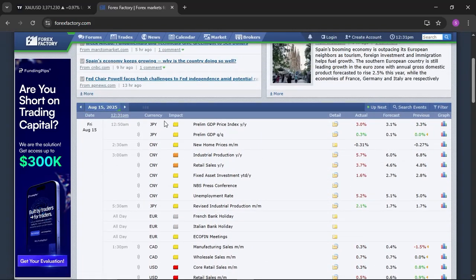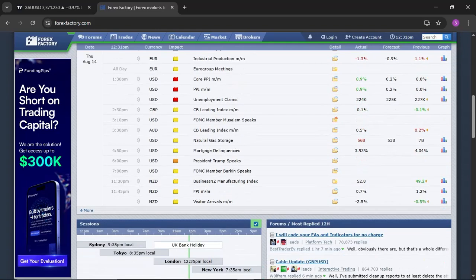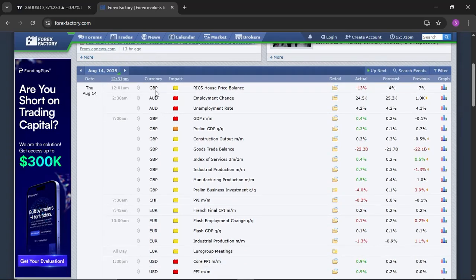Let me check the previous day. All right, this is actually a very good one. Now on the 14th, on Thursday last week, this is what happened. So you just check for all these pairs. Sorry, these are the currencies, not pairs. These are the currencies. So you check each of them.